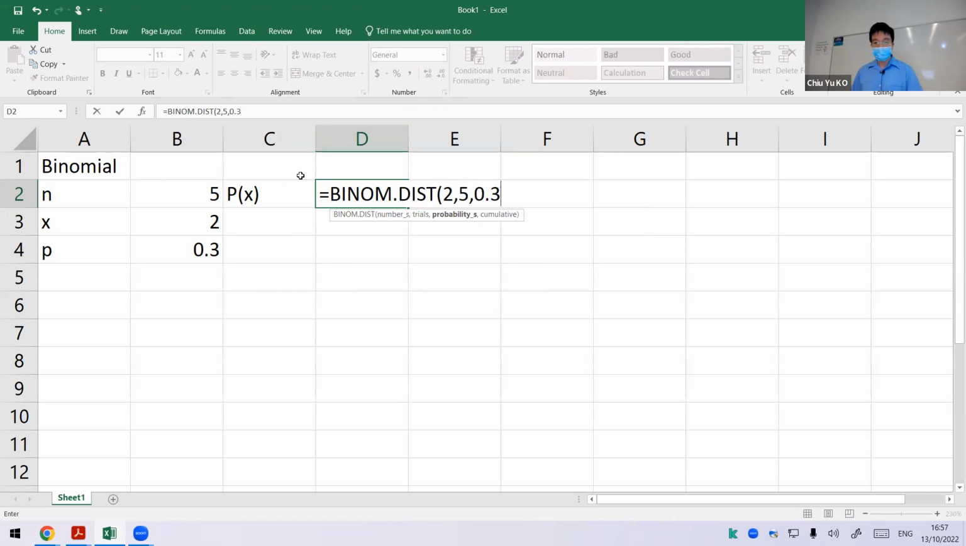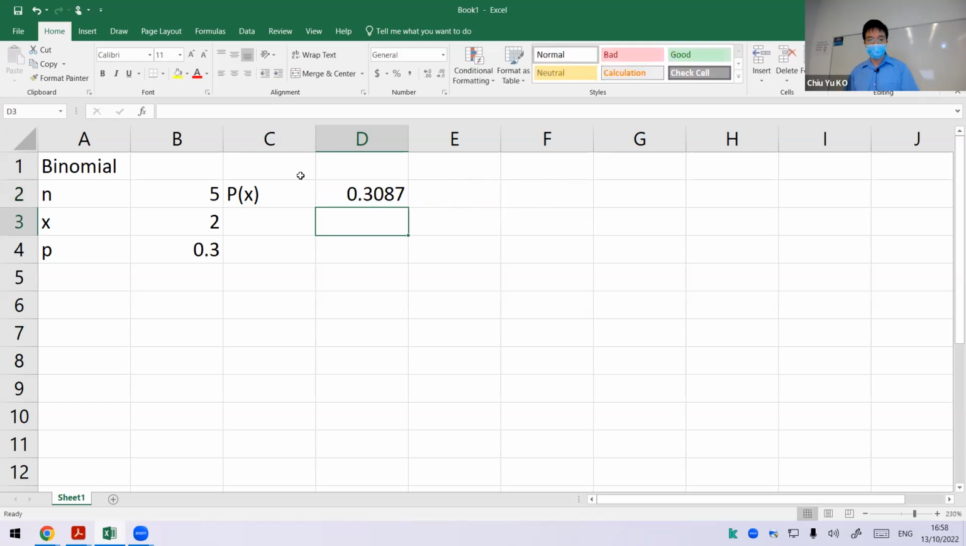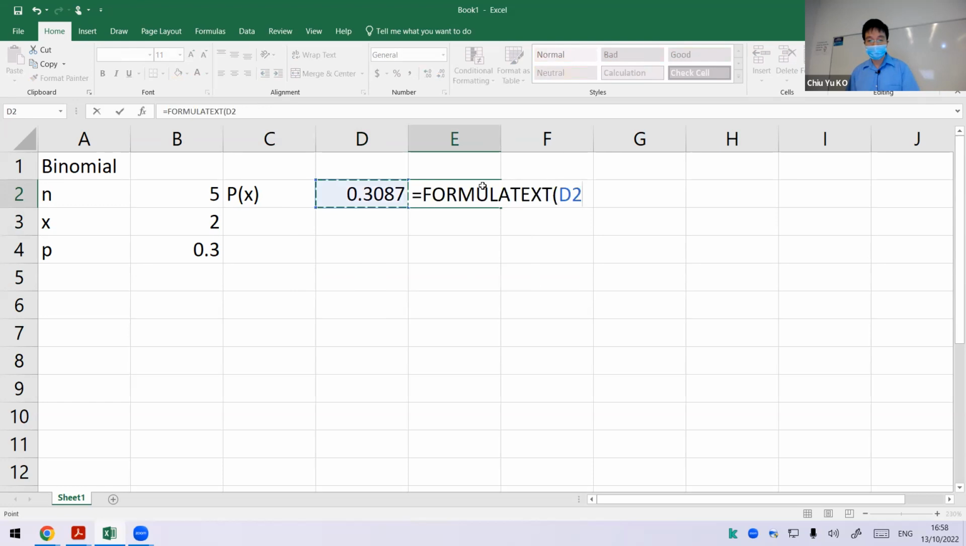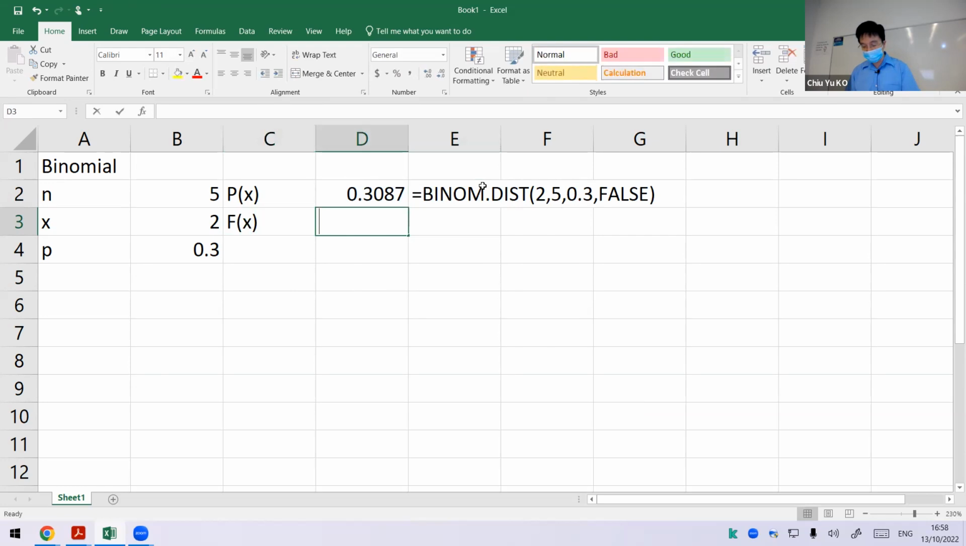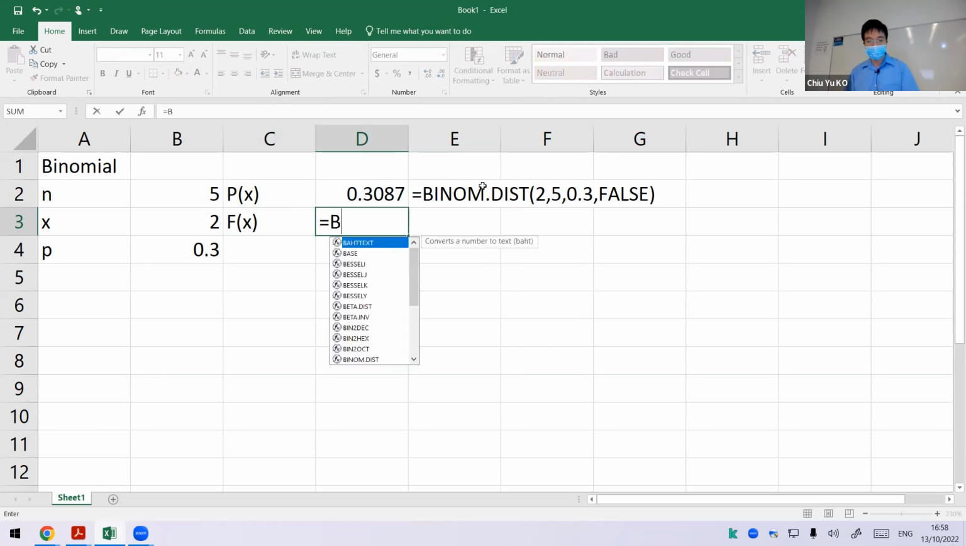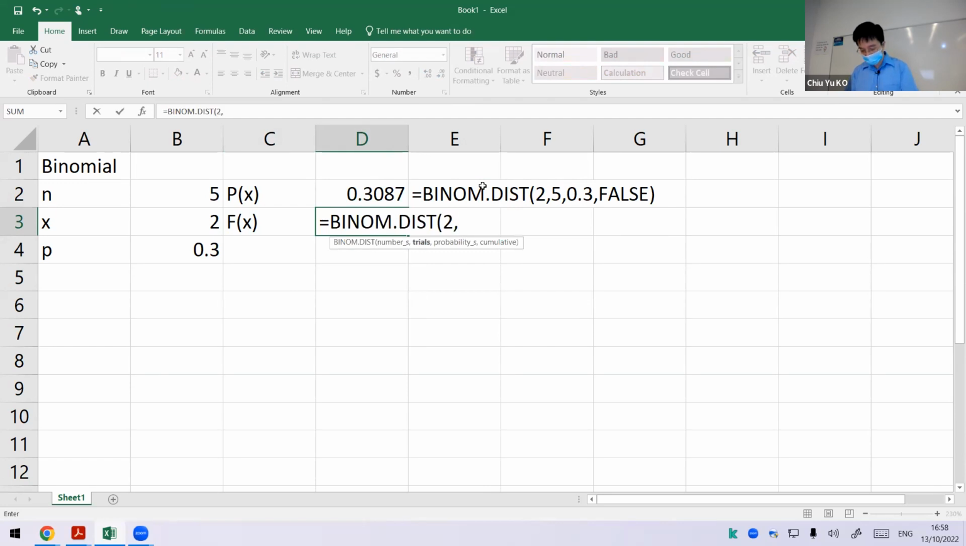Probability is 0.3. And the last one is a little bit trickier, which is whether you're cumulative. If you put false, false will give you the P of x, and true will give you F of x. If you want F of x, you just do the same thing with BINOM.DIST 2, 5, 0.3, and use true.